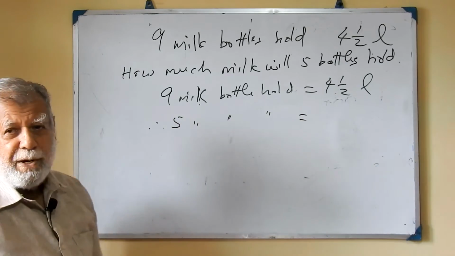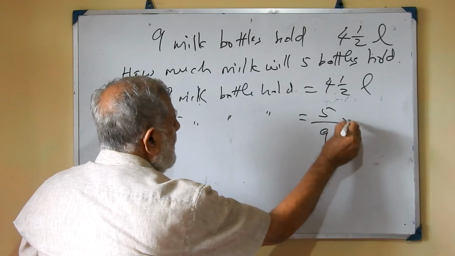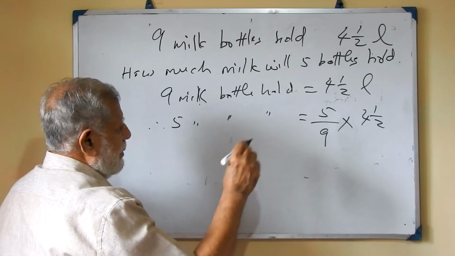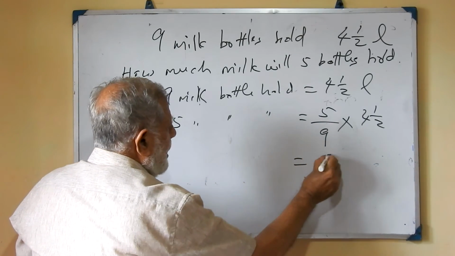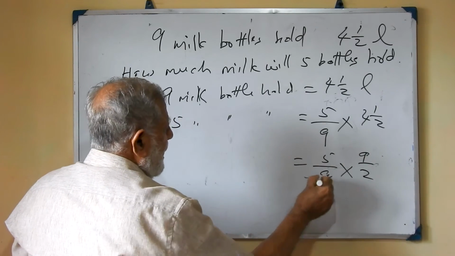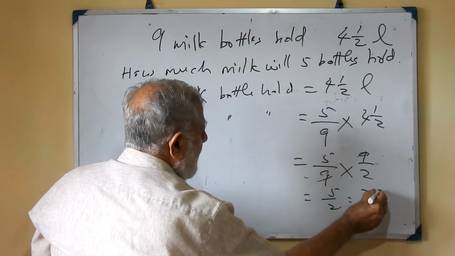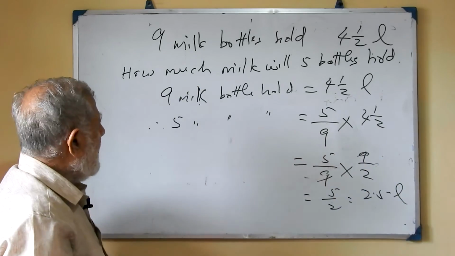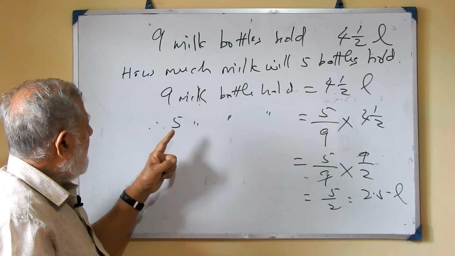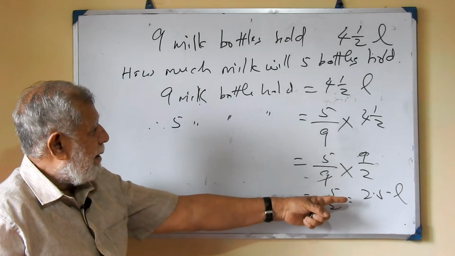We are doing the fractional method, so it will be 5 upon 9 into 4.5. Now 4.5, you have to make it an improper fraction. So 5 upon 9 into 9 upon 2. So 9 and 9 cancel. So there will be 5 upon 2. That is equal to 2.5 liters. So can you see the direct method? 9 milk bottles hold 4.5 liters. Therefore, 5 milk bottles will hold less. So 5 milk bottles gets 2.5 liters.